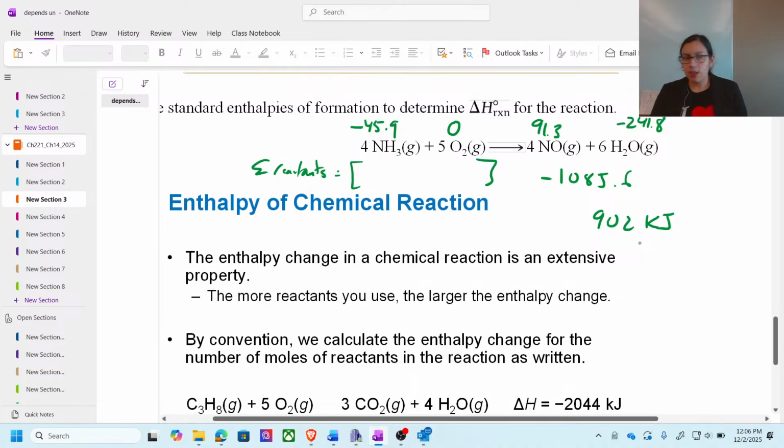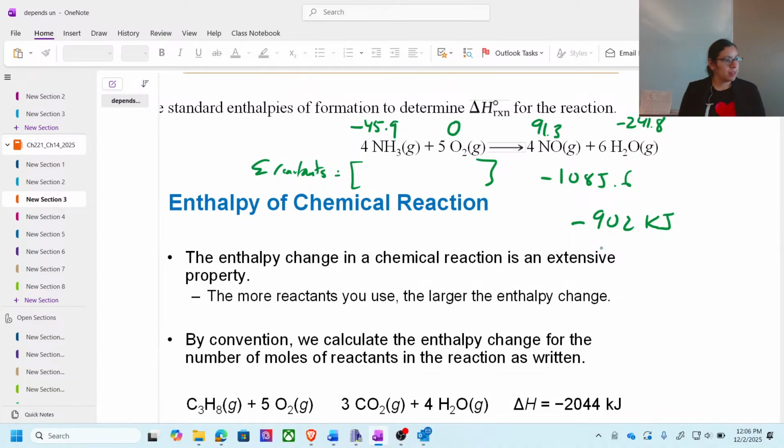Did we all get that? Oh, negative, sorry. Didn't get it, but getting there. So just watch your signs on those. That's really the trickiest part, the signs.